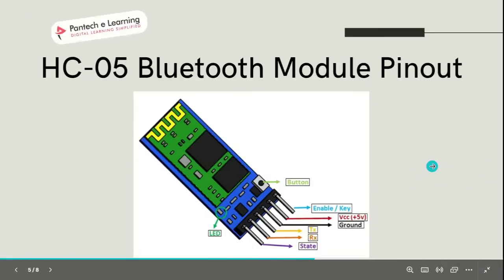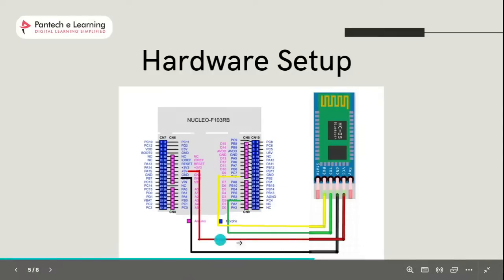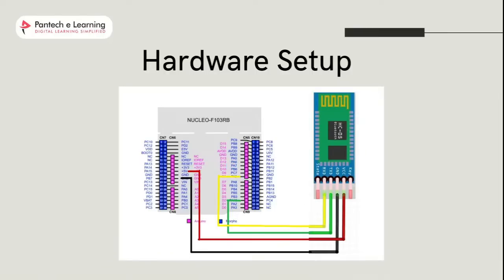Now let's get back to the project setup. Here I provide how to make the connection. You only need the HC-05 Bluetooth module and your Nucleo board. Connect 5 volt to the power pin and ground to the ground pin of the HC-05, and then connect the TX pin and RX pin. You have multiple TX and RX pins on your Nucleo board, and you can choose whichever you want. Here I have taken PA10 and PA9.